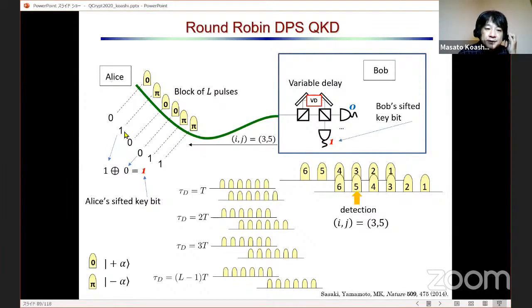Then Alice consults her record of the phase of the third pulse and the fifth pulse, then takes the sum of them. This makes Alice's shifted key bit. So obviously this bit and this bit should coincide if everything is ideal.